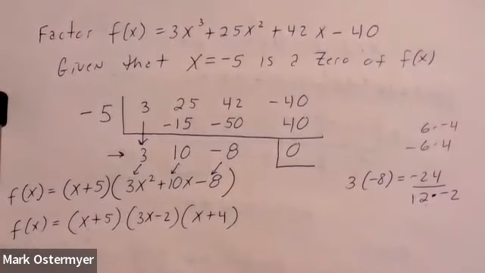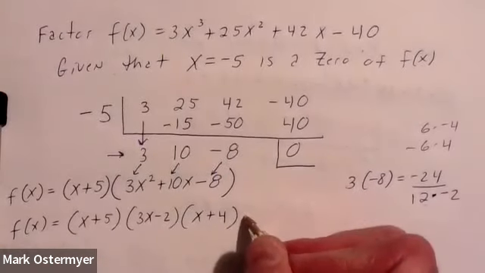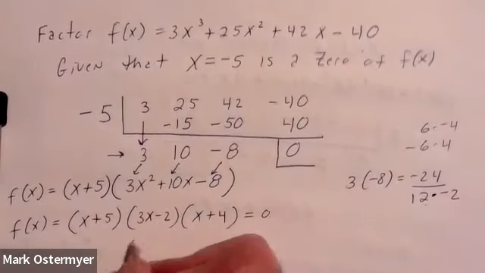Now that I have the complete factorization, I should be able to find all the remaining zeros of f of x just by setting f of x equal to 0 and then setting my factors equal to 0.